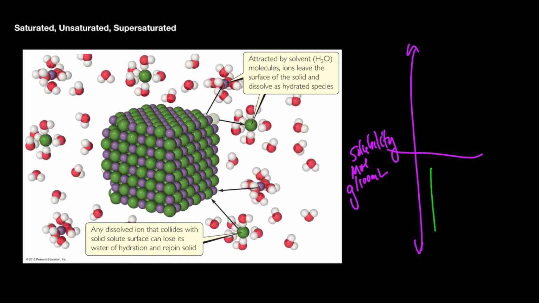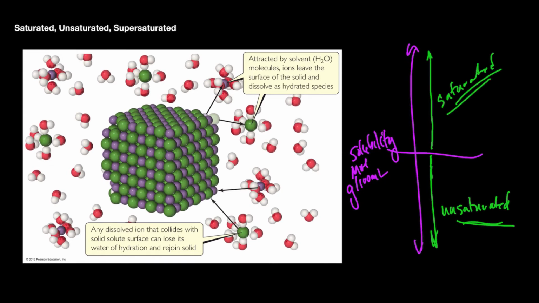Anytime we are down here, this would be our unsaturated solution, which means there is no solid in my solution. We don't see the presence of the solid; it is 100% dissolved. Technically this goes right up to the solubility limit. Then, if we go beyond that solubility limit, this would be our saturated solution.